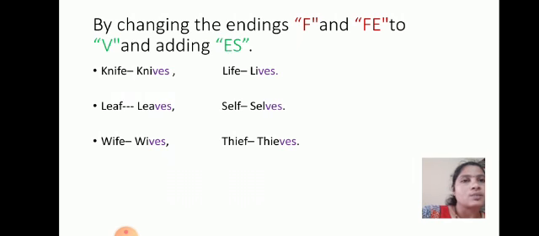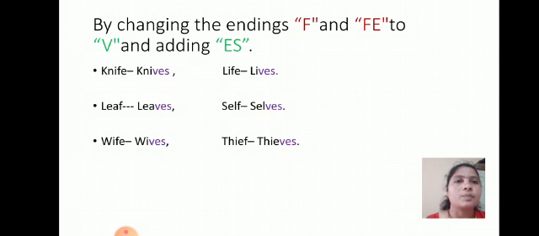Self, selves. The word self also ends with f. In plural form we remove f and add ves. So it becomes self, selves. Wife, wives. The word wife ends with fe. In plural form we remove fe and add ves. So it becomes wife, wives.